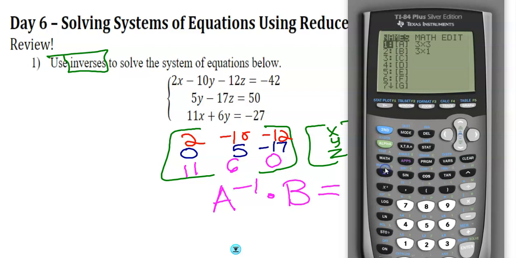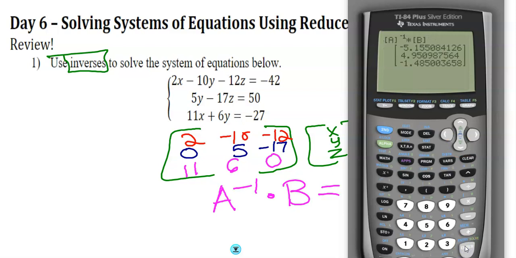Second quit. Then I'm going to go back into the matrix, edit my second one. My 3 by 1 is ready to go. And what are my constants? -42, 50, and -27. So those are my numbers. Second quit again. Go back into matrix. Type in A to the -1. Find the inverse times matrix B.